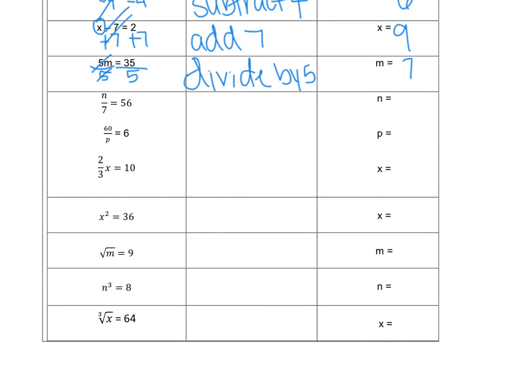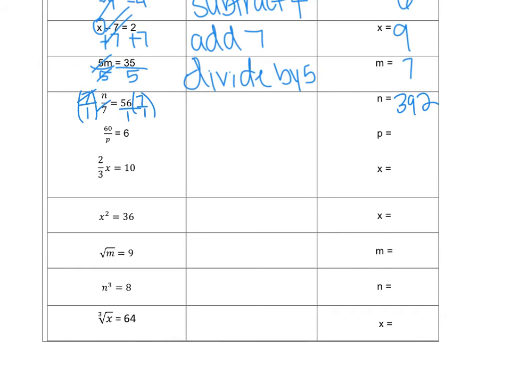Alright, now we're going to look at these problems. So I've got n divided by 7 equals 56. So something divided by 7 equals 56. The inverse of division would be to multiply. So I'm going to multiply each side by 7 over 1. Seven divided by 7 here is 1. So I'd be left with 1n equals 56 times 7, which is 392. So that's whenever your variable's in the numerator.